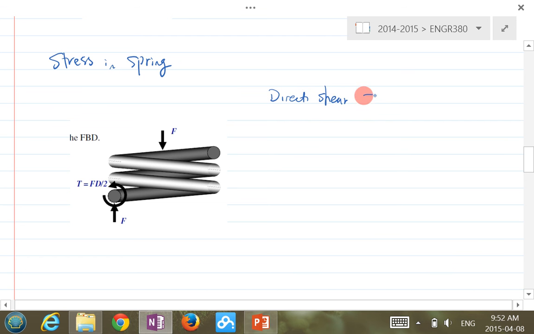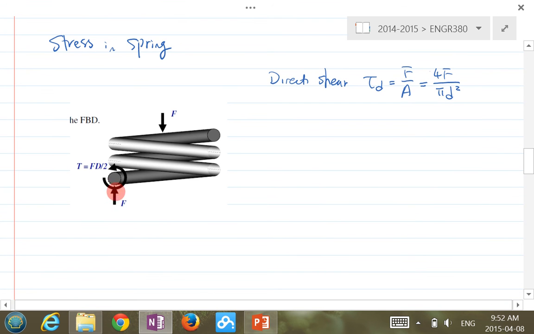And the direct shear, let's call it tau D here, is F over the area. And for the area, you know the diameter of the wire, so it's 4F over pi d squared. That's due to this F.